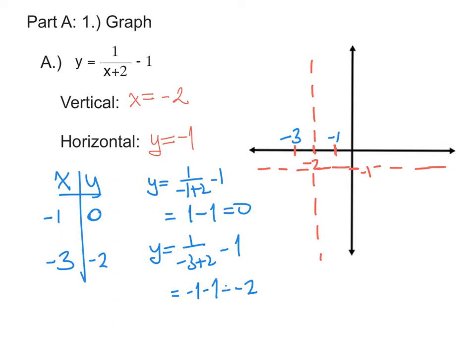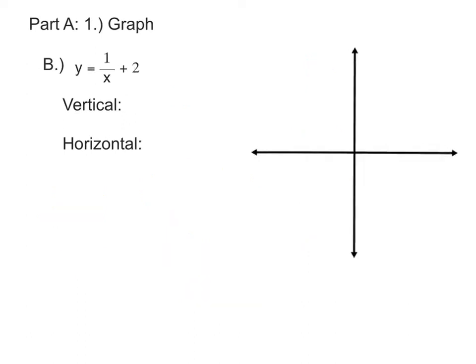When we plot both of these points, (-1, 0) and (-3, -2), now we can see which corners the branches of our hyperbola are going to be in. So from each of these points, I'm going to draw my curve to get closer to each of the asymptotes. It should curve and follow the edges set by the asymptote. So let's try this a couple more times.